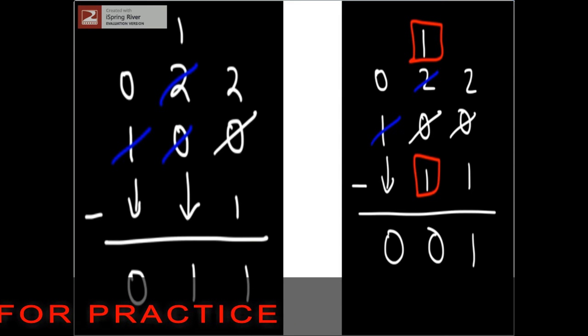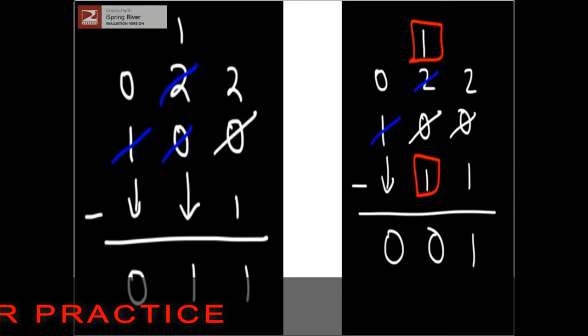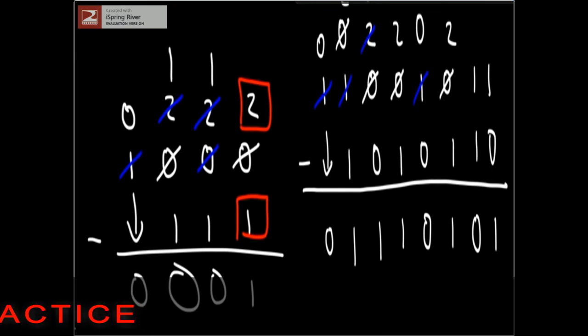Second one, 100 minus 11. Again taking borrows, 2 minus 1, 1. 1 minus 1, 0. And again 0. Answer is 1. Some other examples. Have a look.